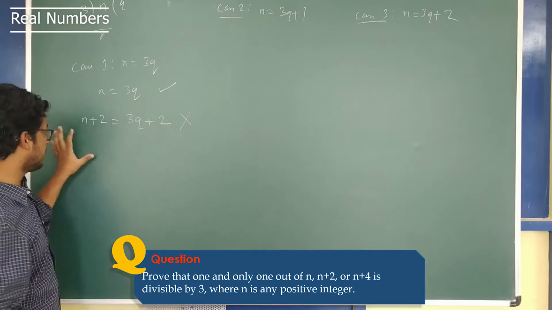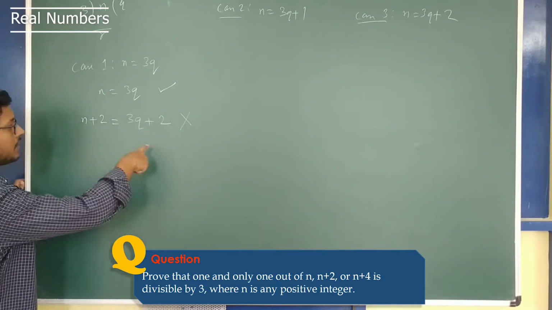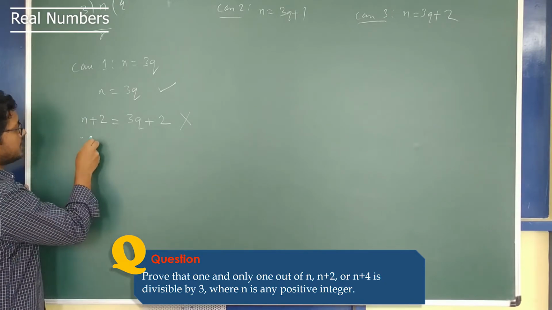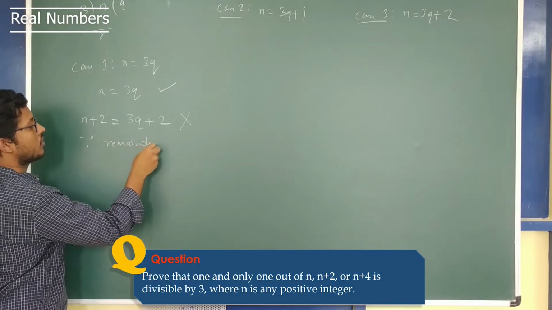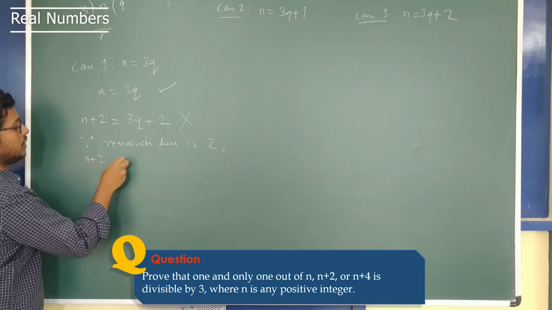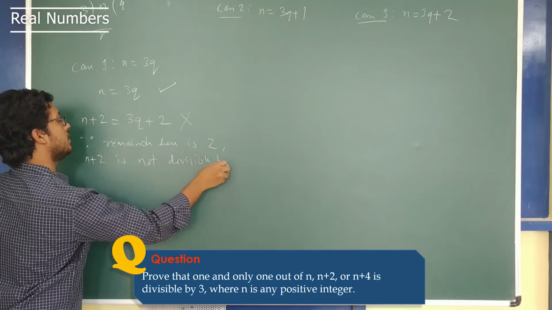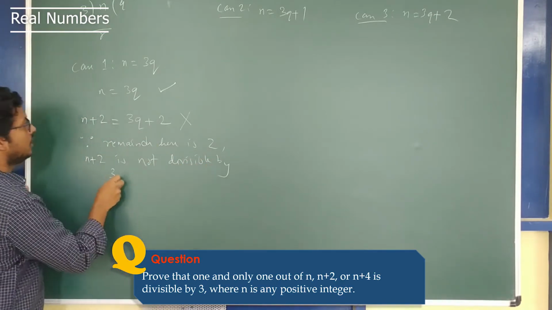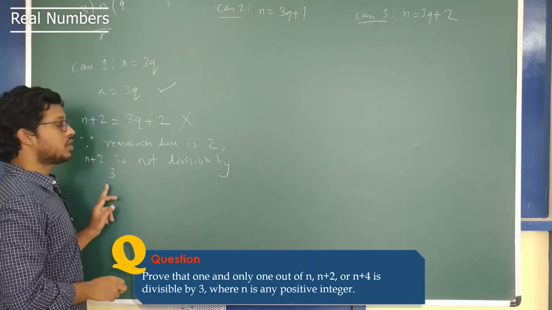Please write the reason. In your answer you have to write the reason, since the remainder is 2. For one I will write, for the remaining you follow yourself. Since the remainder here is 2, n plus 2 is not divisible by 3. So we proved that n is divisible by 3, but n plus 2 is not divisible by 3.